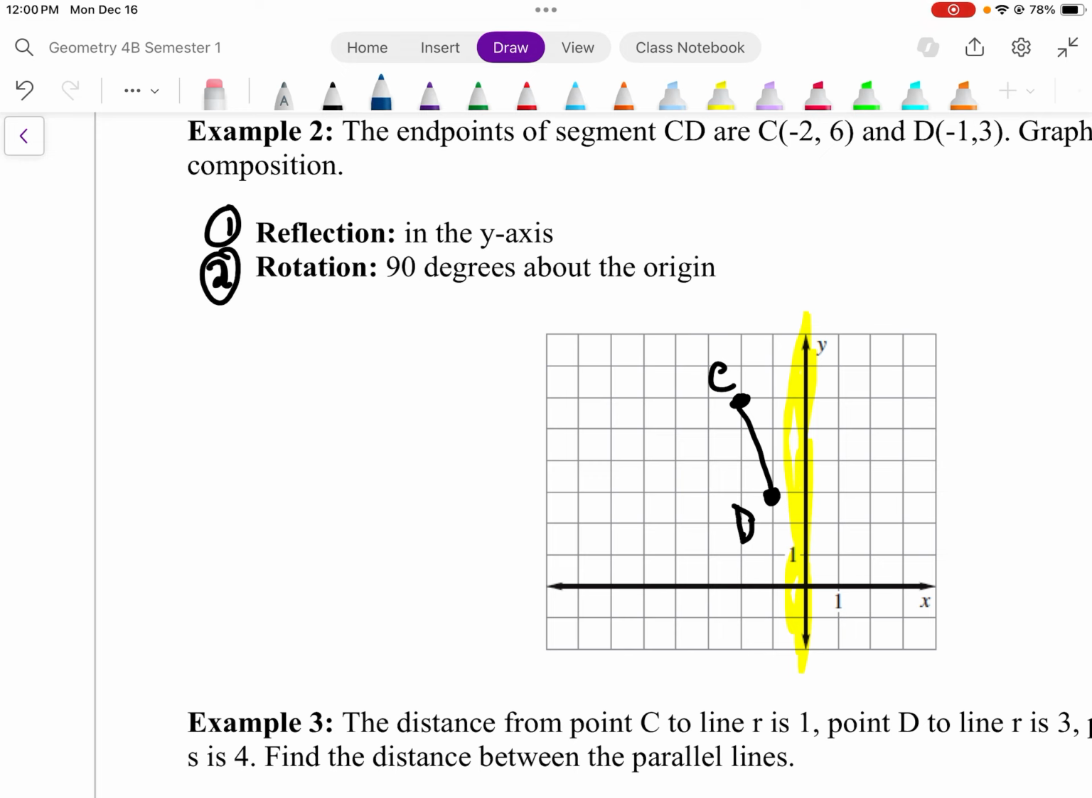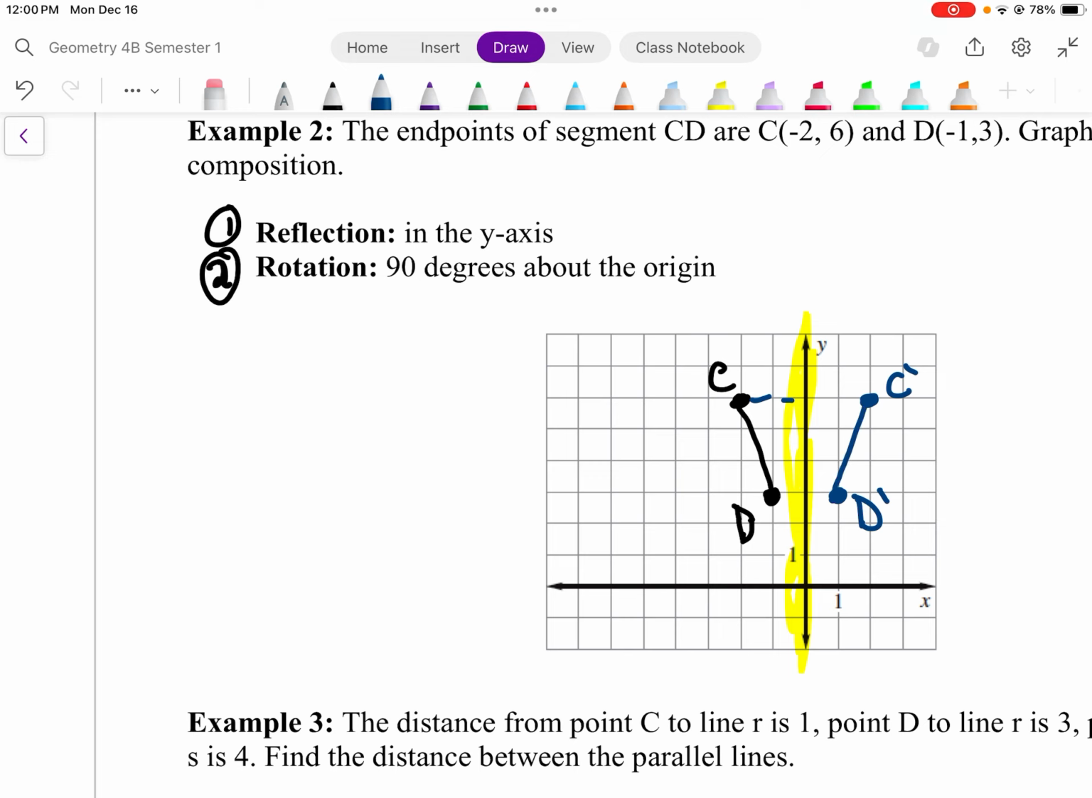So we'll start with the reflection over the y-axis. So C is 2 spaces away. We'll go 2 in the other direction to get C prime. And D is 1 space away, so we'll go 1 space in the other direction to get D prime.